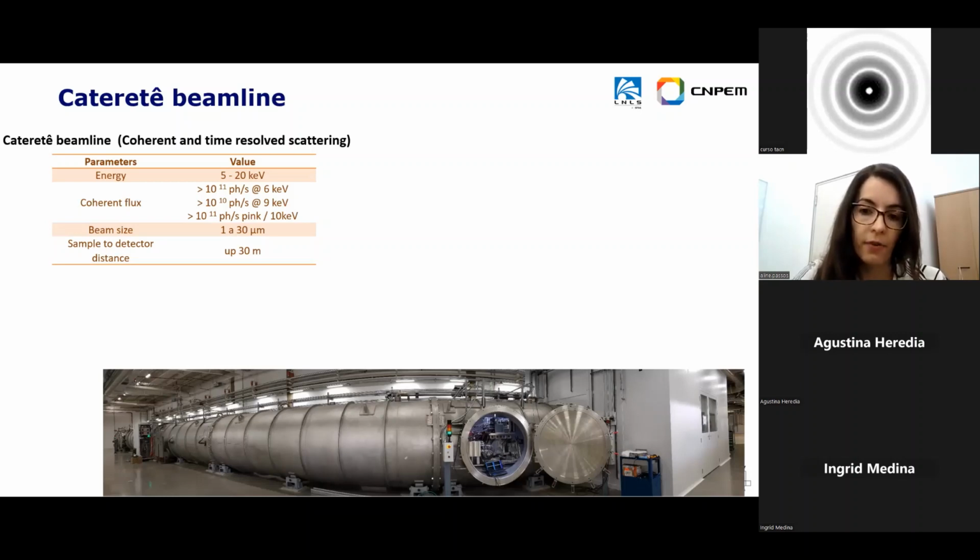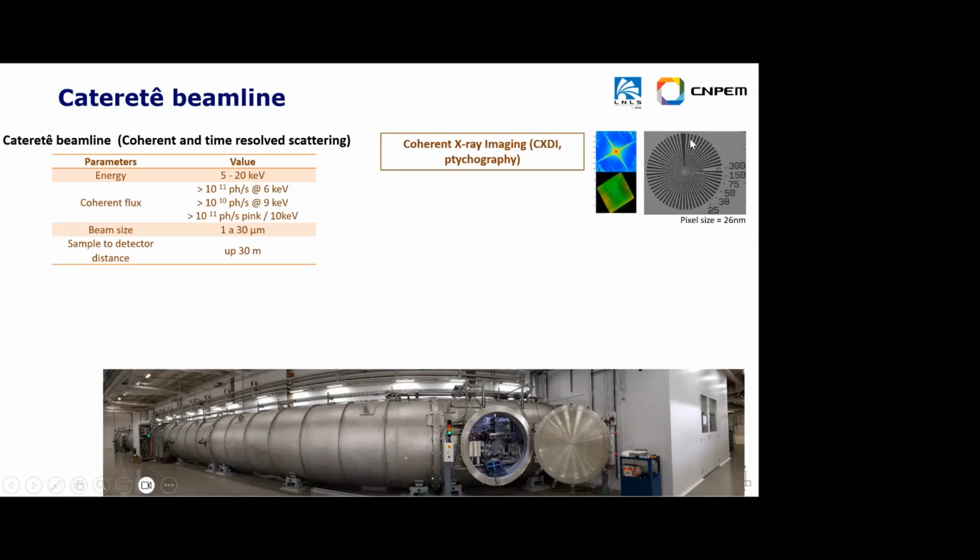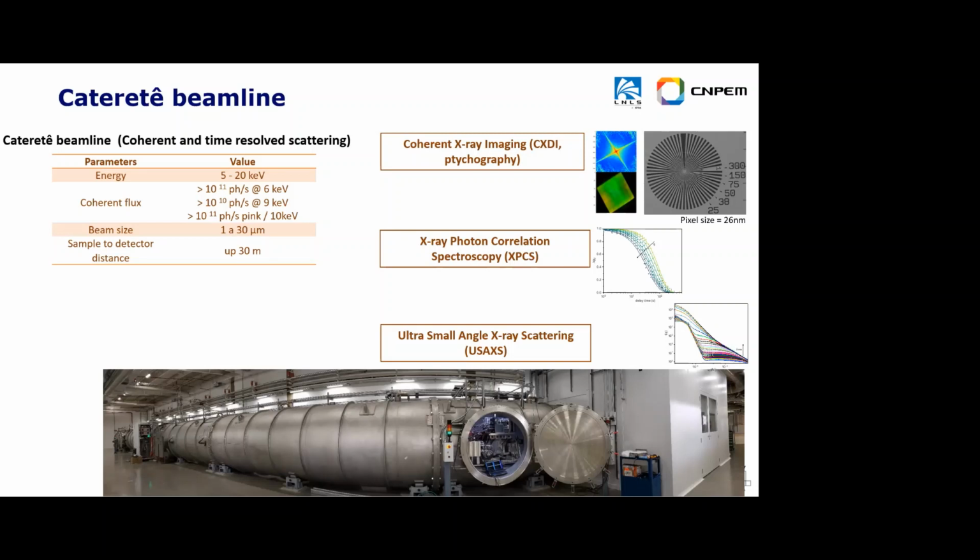If you have systems that you already know, like colloids that you know have different sizes, you can choose to start at one sample to detector distance and then move to the other one to optimize this. It's possible to do. So at Cateretê, we have 3 main techniques. The coherent X-ray imaging, that's going to be the next topic of this class; XPCS, that I showed you some results obtained at Cateretê; and USAXS, ultra small angle X-ray scattering, thanks to this huge tunnel that allows us to use a sample to detector distance up to 28 meters.